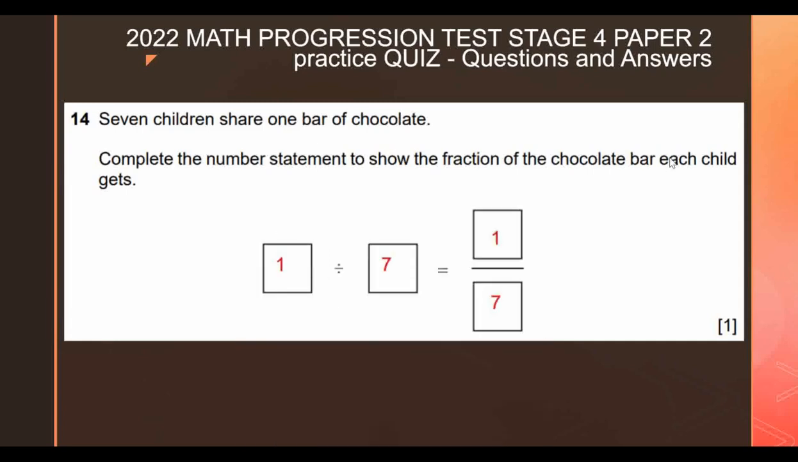Let's see the answer. So 1 bar of chocolate divided by 7 is 1 divided by 7, which is equal to 1 over 7. Let's move on.